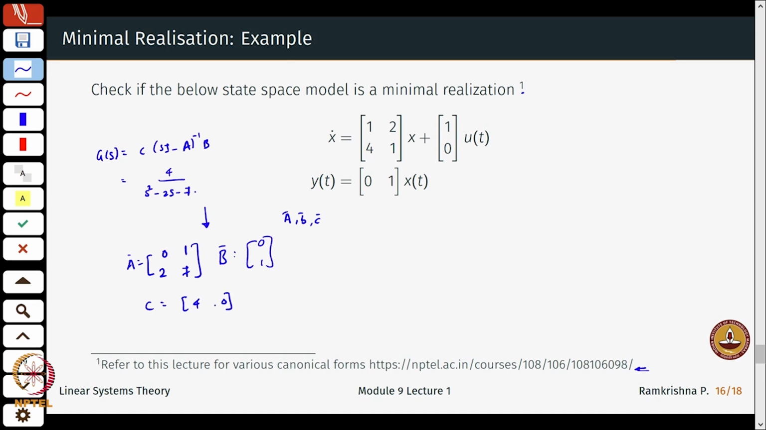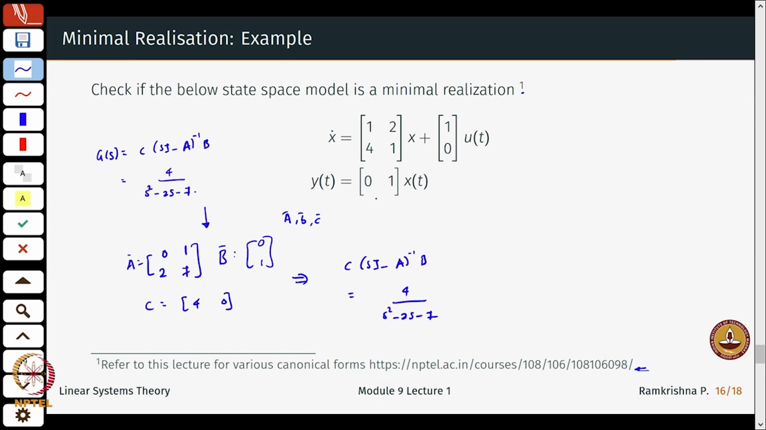Again I convert this to the transfer function via C (S I minus A) inverse B, and I get 4 over S squared minus 2S minus 7, and therefore I can verify this relation over here. So, that is one simple example.